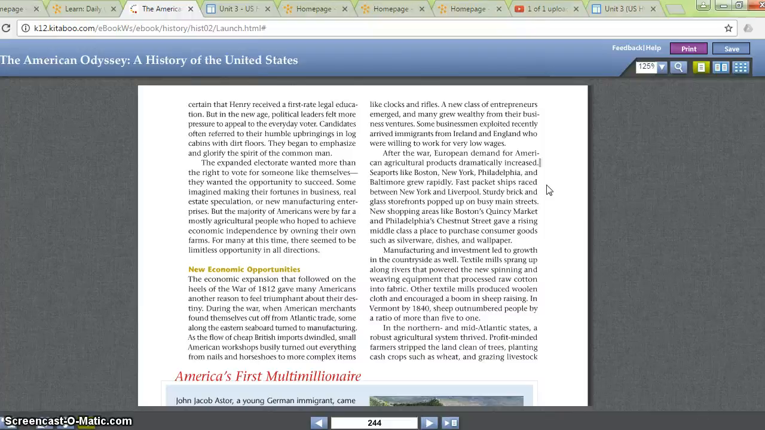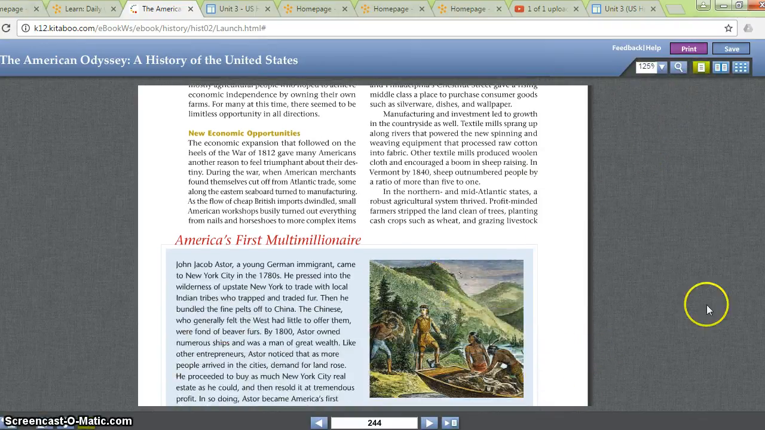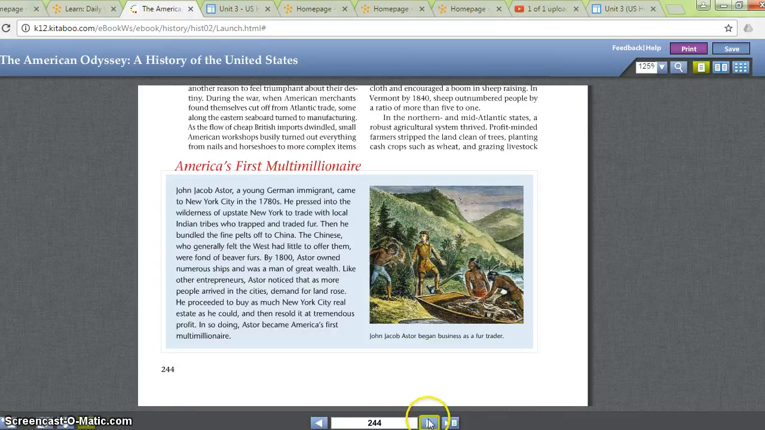Manufacturing and investment led to growth in the countryside as well. Textile mills sprang up along rivers that powered the new spinning and weaving equipment that processed raw cotton into fabric. Other textile mills produced wool and cloth and encouraged a boom in sheep raising. In Vermont by 1840, sheep outnumbered people by a ratio of more than 5 to 1. In the northern and mid-Atlantic states, a robust agricultural system thrived. Profit-minded farmers stripped the land clean of trees, planting cash crops such as wheat and grazing livestock. And then just read this little thing about John Jacob Astor. It's kind of interesting.